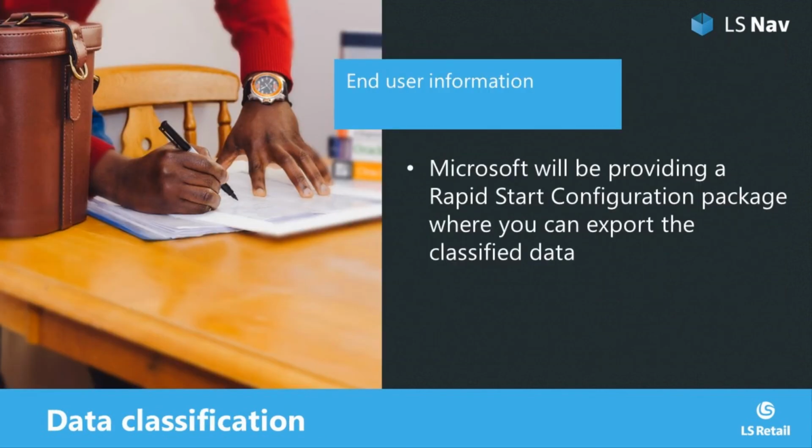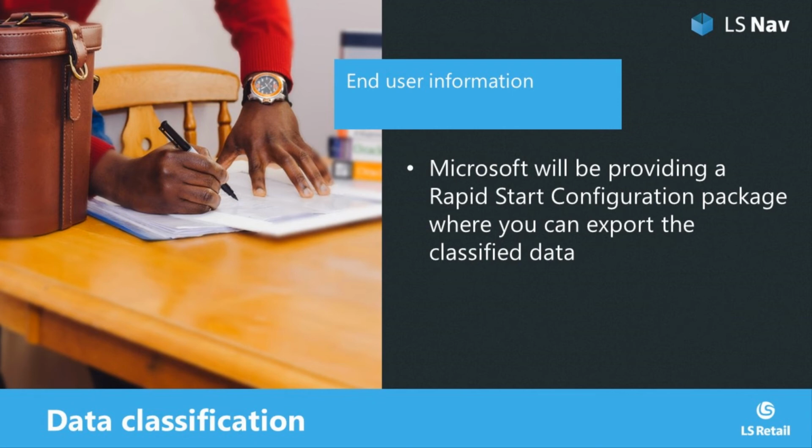This week, Microsoft released Cumulative Update 3 for 2018. In this update, Microsoft provides a rapid start configuration package that will work based on data classification. The package will allow you to export the data needed into a format that you can use. With this, you can generate and export the data contained in this package, giving you access to all the data fields and tables already classified by Microsoft, LS Retail, or you as a customer or partner.